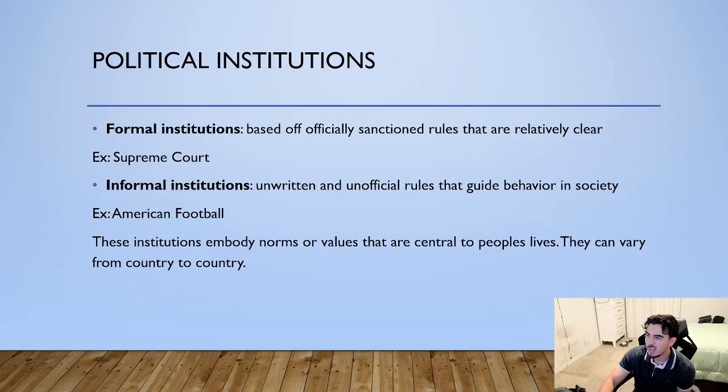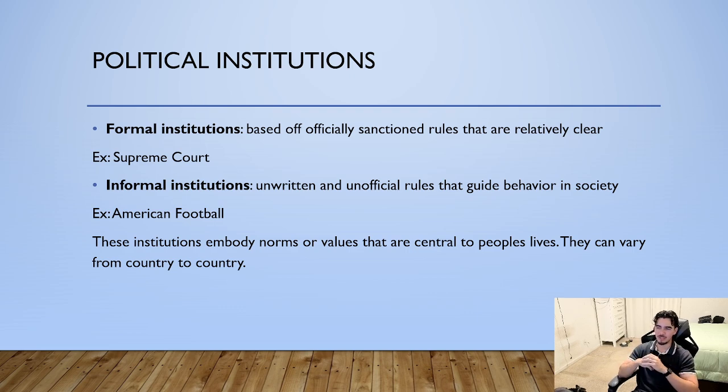Okay. Now, political institutions, there are two types of institutions. I already went over this. A formal institution will be something like the post office, something like the Supreme Court, and it is based off of official sanctioned rules. Okay, just think of a government building, it's the best way to put it. Okay, or a government process that's put into play. Okay, and there's going to be rules usually around it.